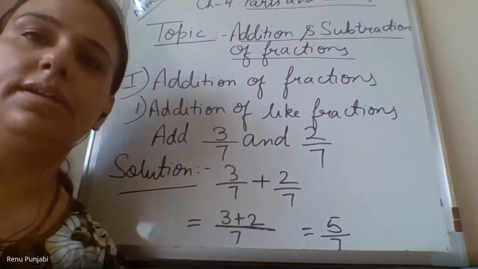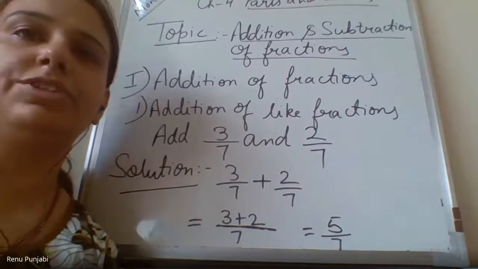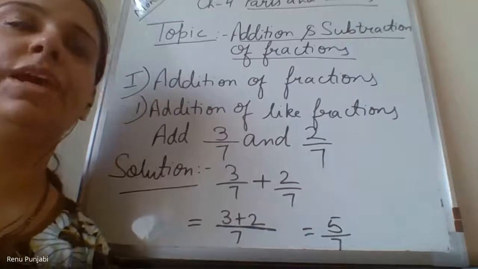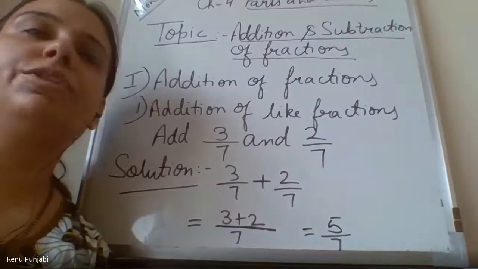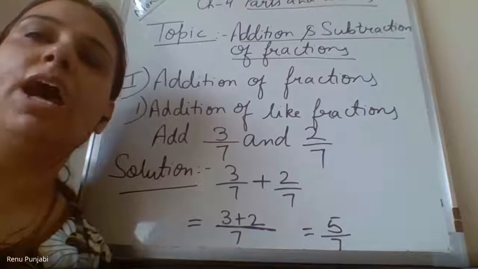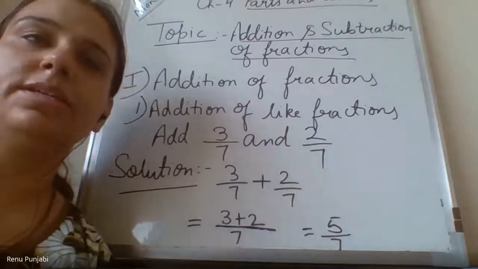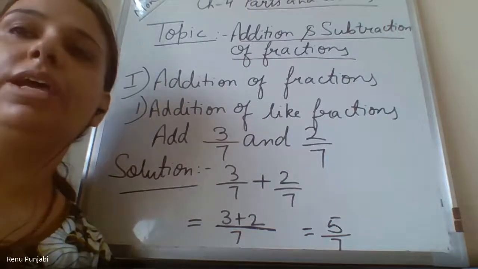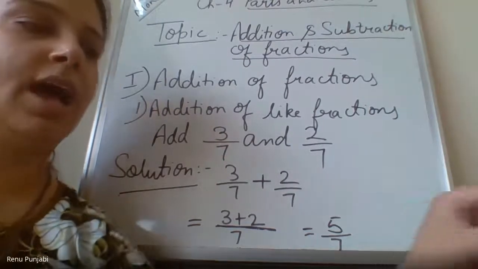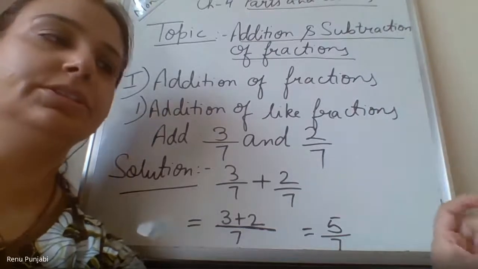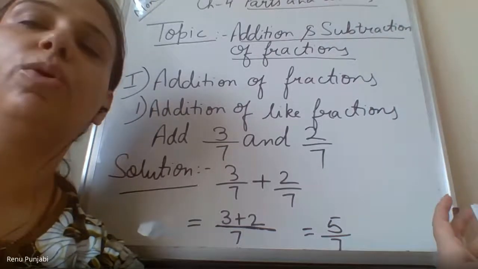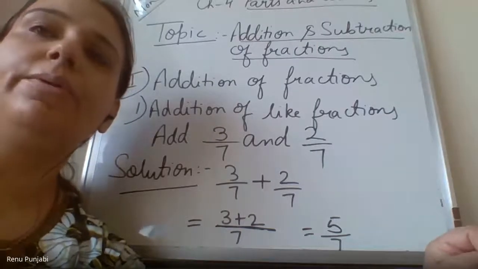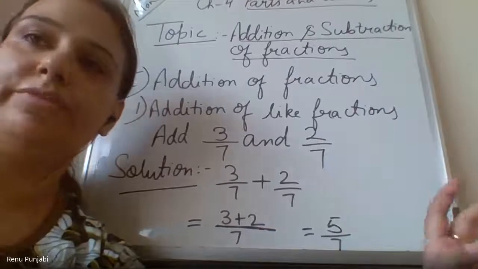Good morning, children. As you all know, we have started our chapter fractions, that is parts and wholes, and we have done the introduction about the fractions. We have done how to reduce to the lowest terms. We have done types of different fractions. We have done how to compare the fractions. We have done how to order the fractions. We have done how to convert the fractions. Today we are going to do how to add the fractions.